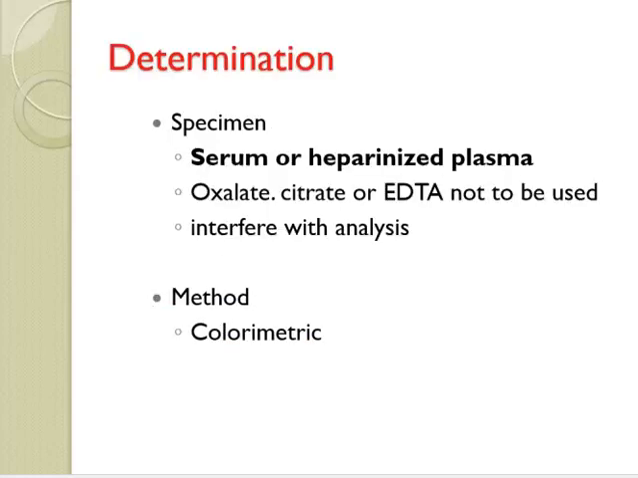For our sample and determination for phosphate, our sample is serum or heparinized plasma. Oxalate, citrate, or EDTA is not used because it can interfere with analysis. And the method that's usually used for testing is a colorimetric method.